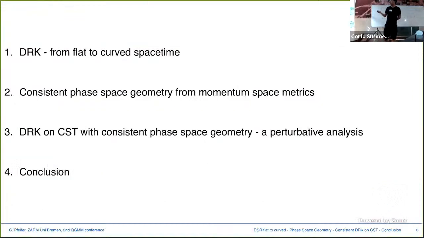I want to motivate this idea, or show you how one can implement deformed relativistic kinematics on curved space-time. Then I want to quickly introduce how we get a consistent geometry, how we can mathematically formulate a consistent description of curved space-times with curved momentum spaces. And then we'll do a perturbative analysis of some models to find constraints on deformed relativistic kinematics if we want to use certain geometric concepts and assumptions on the geometry to put them on curved space-time.